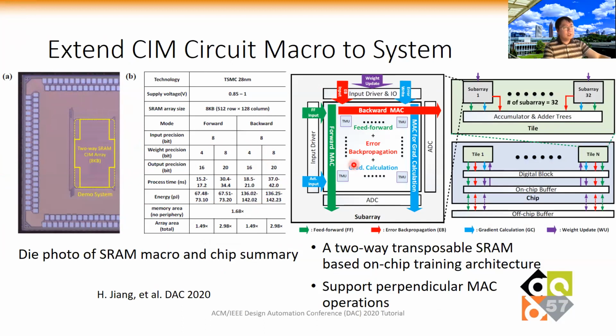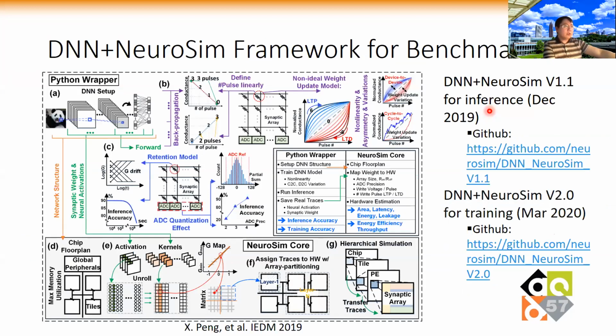So what we can do is to use the parameters from this one macro and then build a system, considering the data flow and the peripherals logic. For example, you may need the accumulators and adder trees, to combine the partial sums from multiple arrays. So to enable this kind of system level study, our group published the NeuroSim framework to do this kind of design space exploration. I will skip the details, but this model is available publicly on the GitHub.